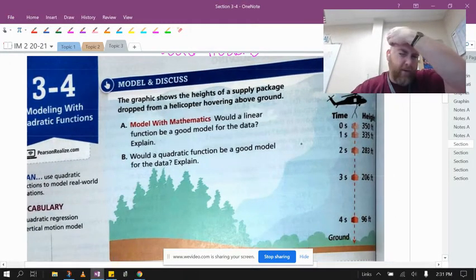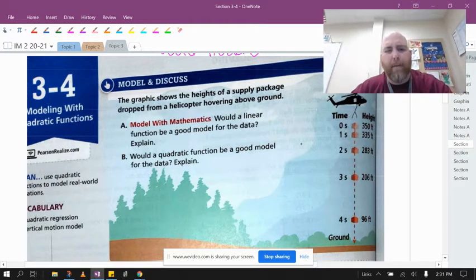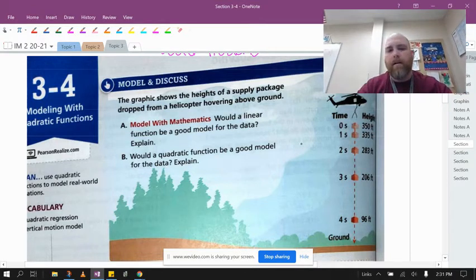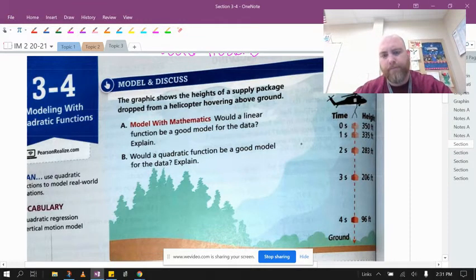The graphic shows the heights of a supply package dropped from a helicopter hovering above the ground. Would a linear function be a good model for the data? Remember, linear has a constant rate of change. Also, between each point, it's not the same kind of slope. Would a quadratic function be a good model? Probably not. The quadratic's going to go up and then down, and this just goes down.